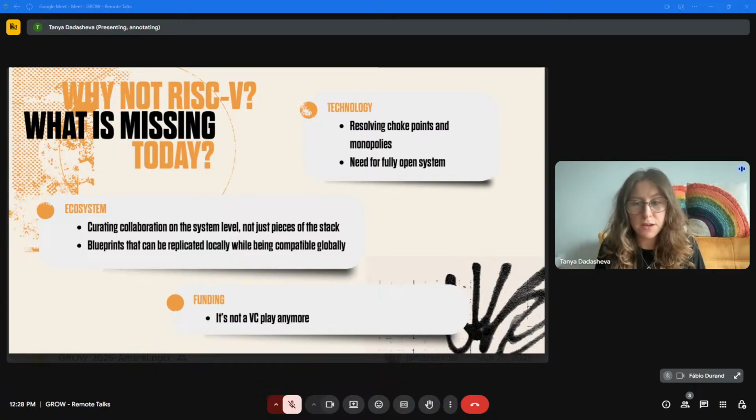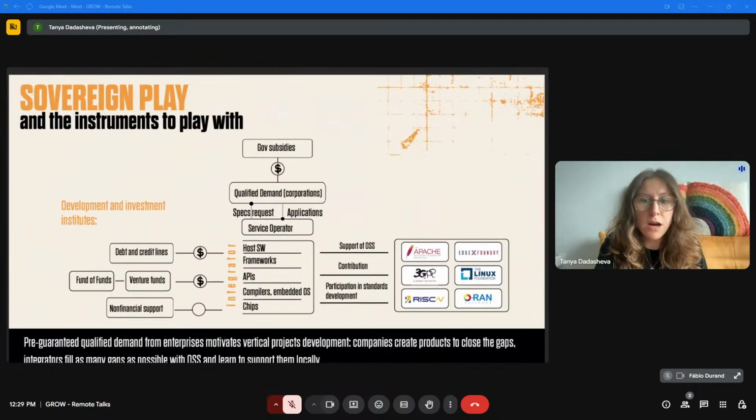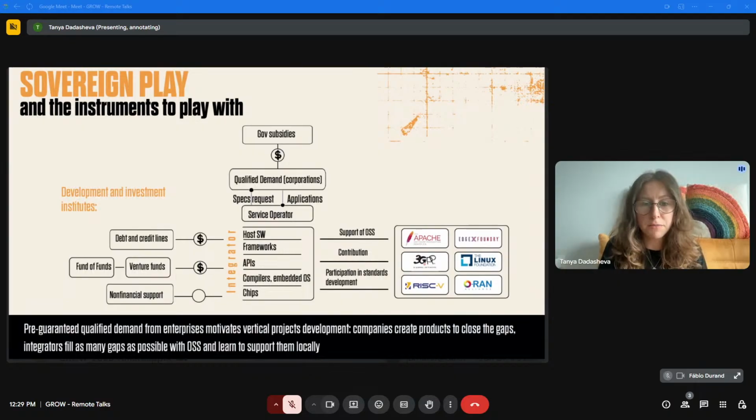And obviously, the other component in this is funding, and the question is how the industry should be funded. And my, again, personal opinion, is that if you play the techno-nationalism game, and if you want to have some local infrastructure, and again, as we said, infrastructure is always local, even if it's open, it's not a VC game anymore. It is a sovereign play. And there are many instruments, and it's not like we need to reinvent them. There are obviously some instruments that government has to subsidize and support with grants and whatnot.